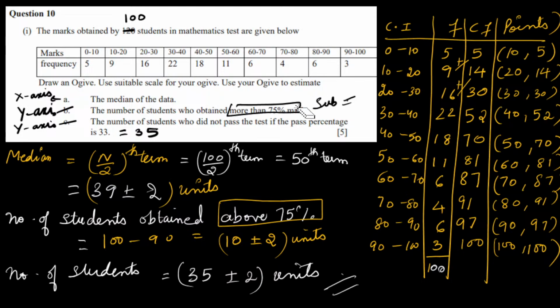See, if you have to find a number of anything, that means the point will lie on the y-axis. If you have to find the median, we will locate the point on the opposite axis. Like here we located 75 on the x-axis. Here we located 33 on the x-axis and drew one line to the curve, and from that point we again draw a line which is meeting the y-axis. So this thing you have to remember.